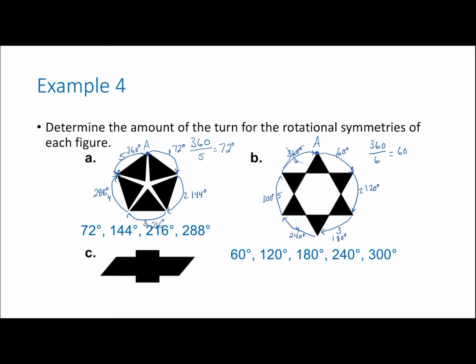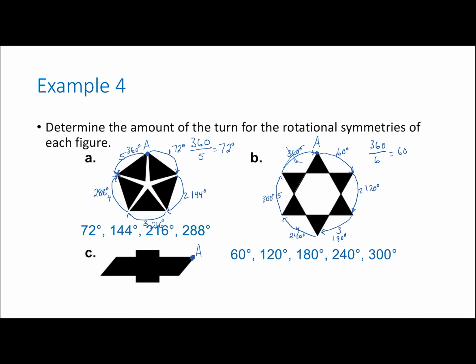And then on the last figure, you may have to think about this one a little bit, about how I could take this and twist it and make it be the same as it currently is. So this looks like the Chevrolet logo, and if I were going to take a point and rotate it, this point is the one that I think about. Again, we'll call it point A.